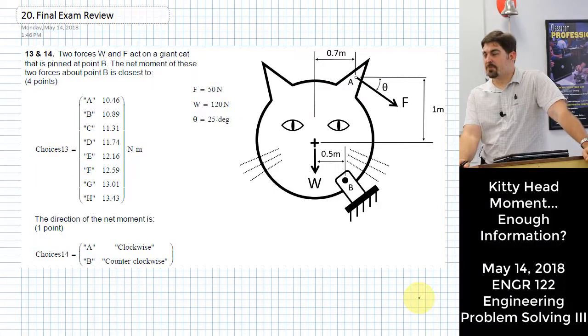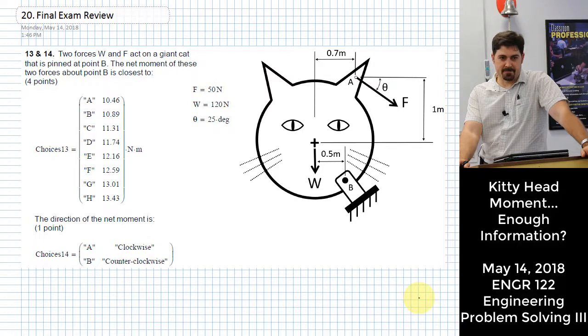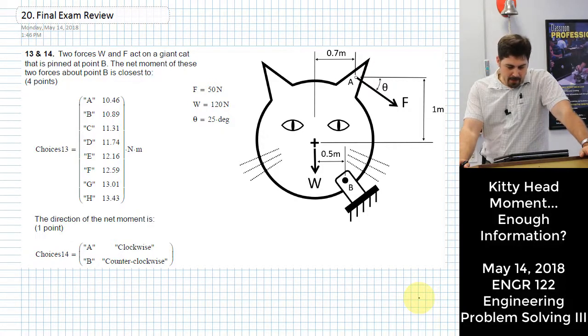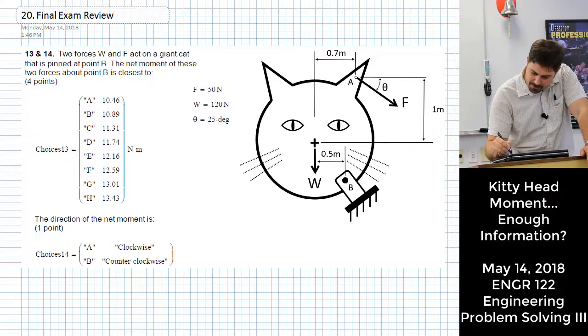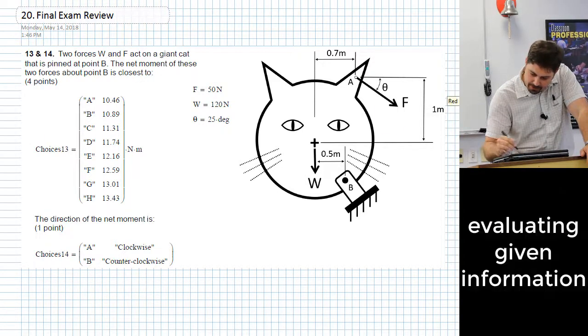All right, so let's figure out for this kitty head what the net moment is of a couple of forces that act around point B. We have two forces, it looks like: F and W. Let's go ahead and write those on here real quick.